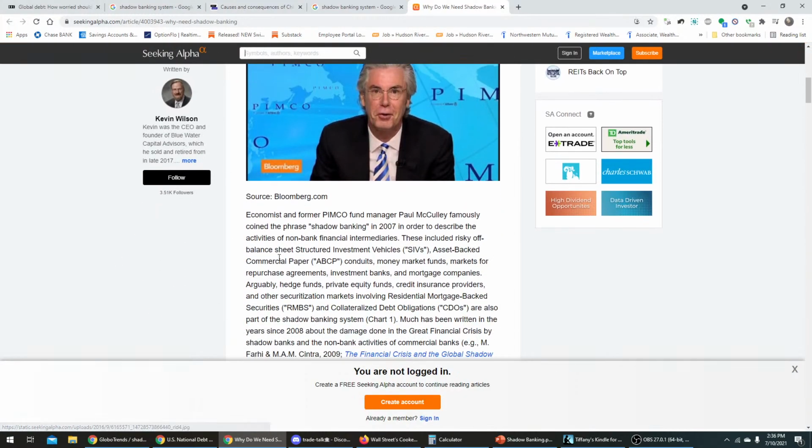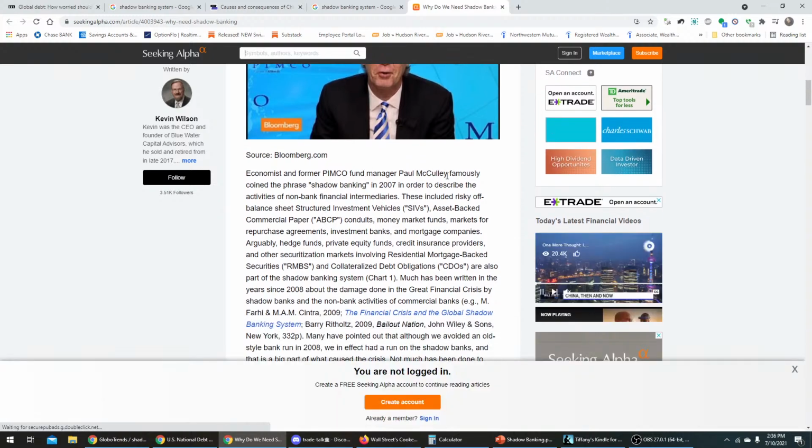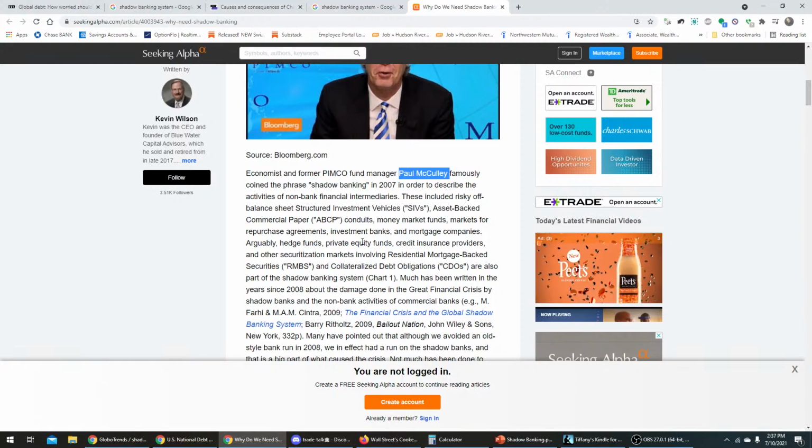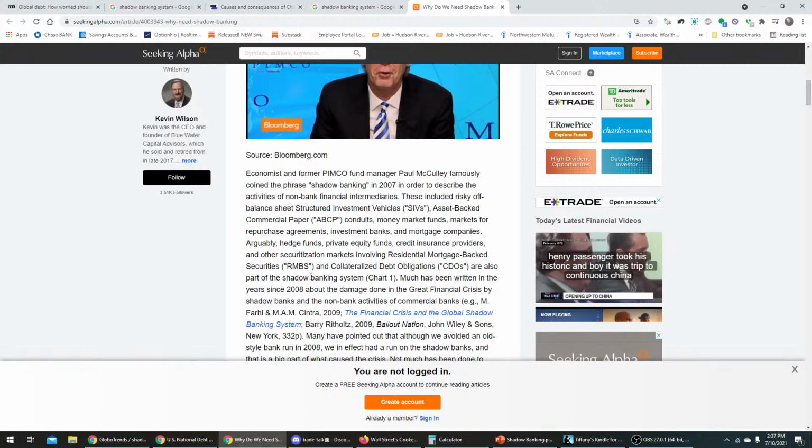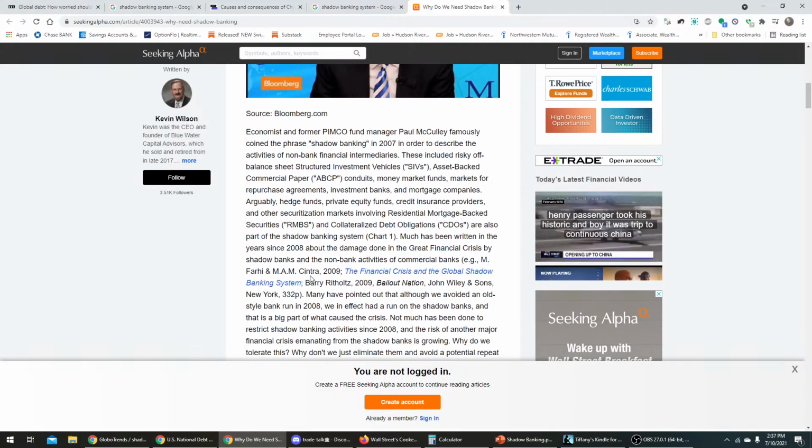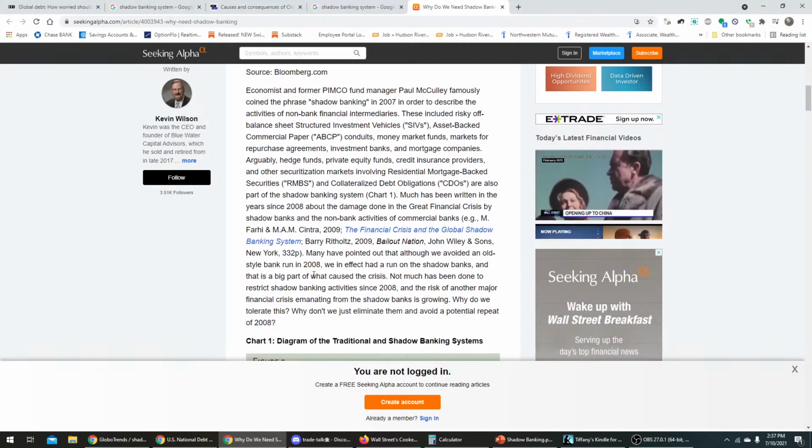So Paul McCulley was the first one to coin the term shadow banking in 2007. These were risky assets, like the commercial paper we talked about earlier, and they do trade on the market. It's just that we, the public, cannot access it. It's between the shadow banking system and commercial paper between corporations.